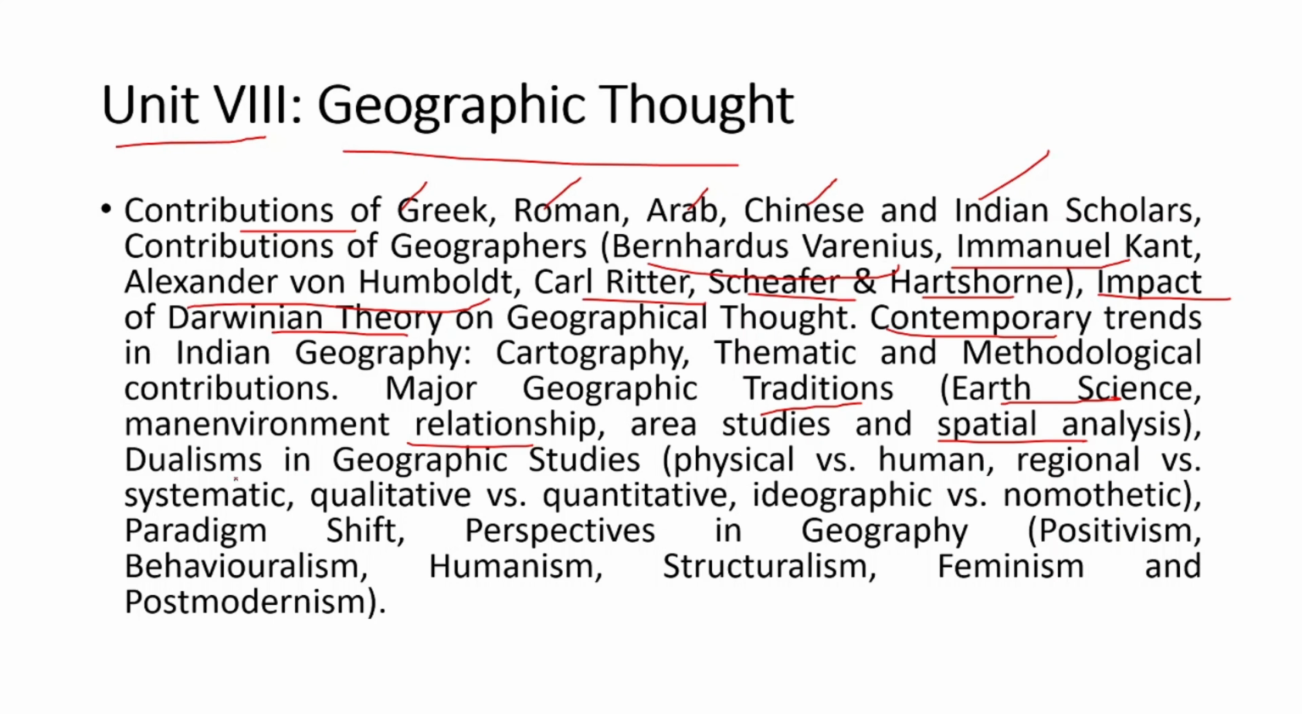It addresses dualism in geographical studies, that is physical versus human geography, and the regional versus systematic geography, qualitative versus quantitative, ideographic versus nomothetic. And the paradigm shift that has occurred over time. Perspectives in geography, including positivism, behavioralism, humanism, structuralism, feminism, and postmodernism, are also examined, highlighting the diverse approaches within the field.